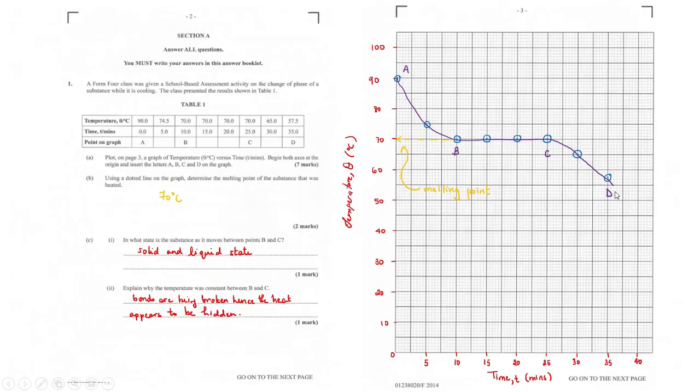Then it says describe what is happening to the substance from C to D. From C to D, the substance will be hardening. It will be going through solidification. So just imagine wax being melted at some point. You could snap it, but not without force.